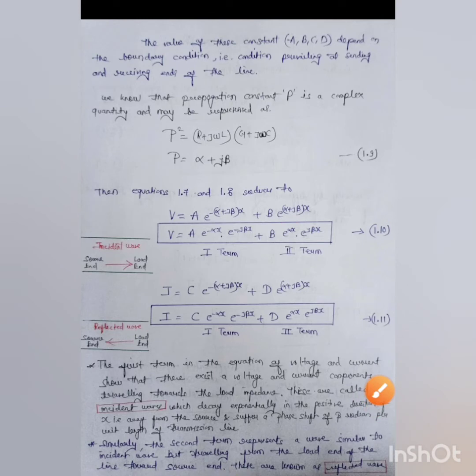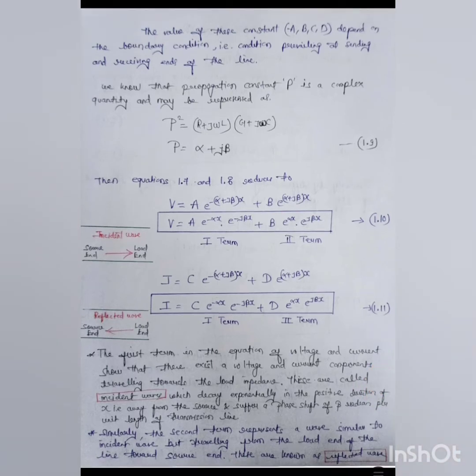Likewise, we calculate for current as well, after putting P equals alpha plus jbeta, and after opening this equation we get all these terms. As you can see from the equation, we have one term which is e raised to the power minus alpha x, and next one is e raised to the power minus jbeta x, and here also e raised to the power alpha x, and here is e raised to the power minus jbeta x.